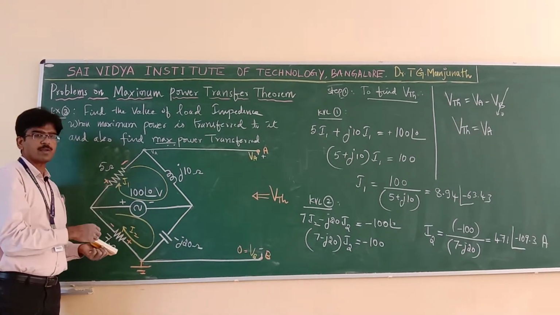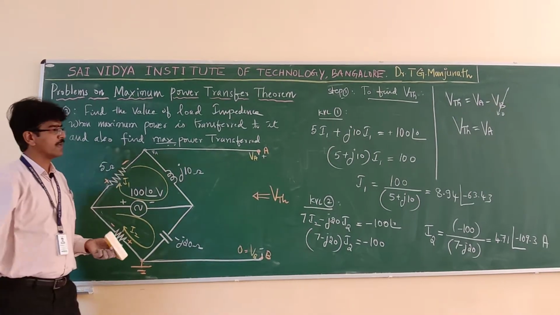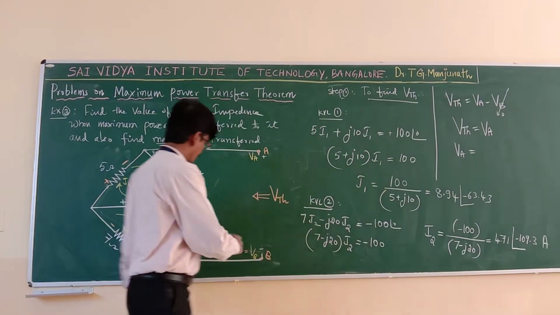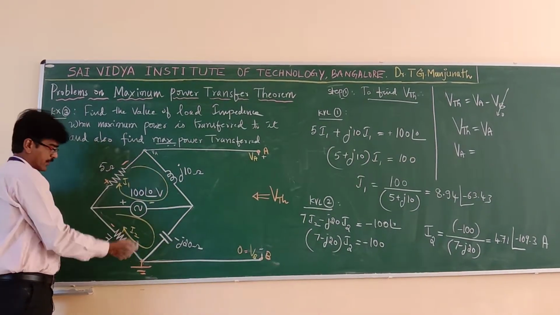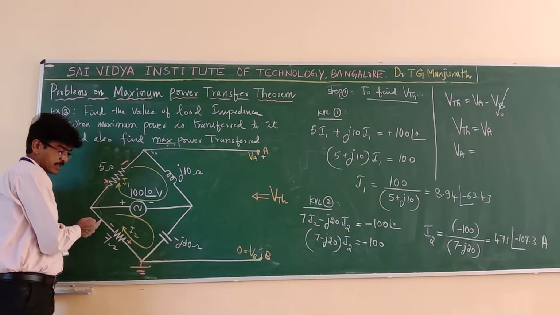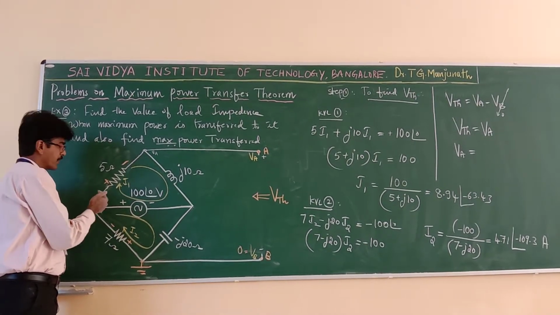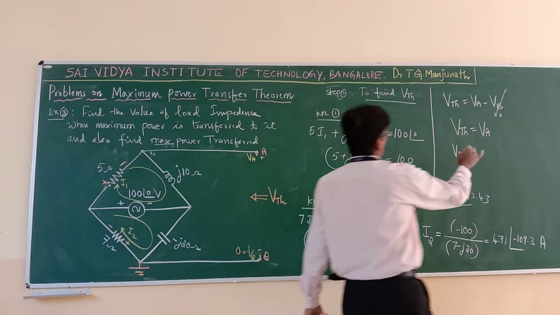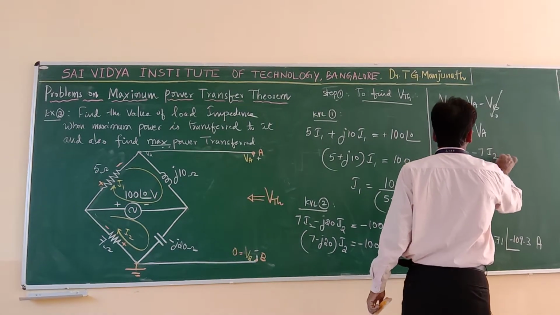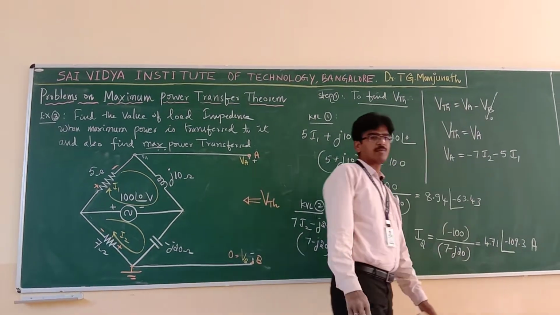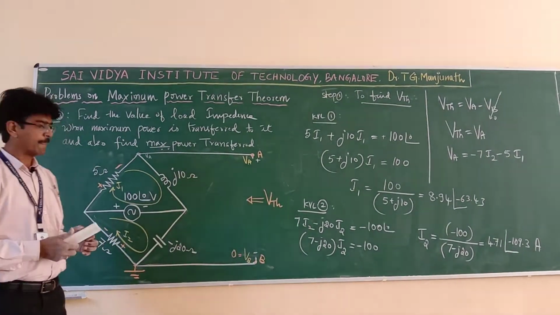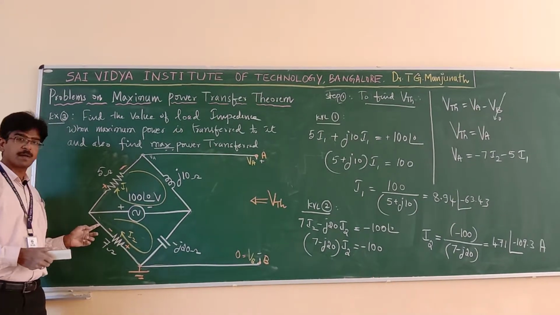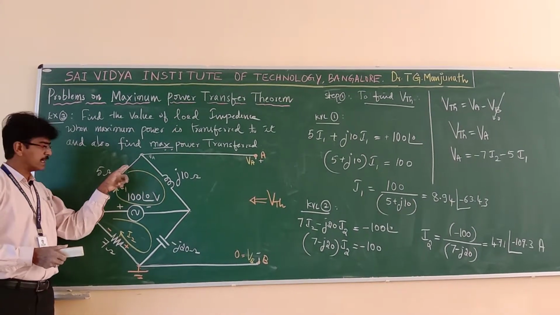Once you write the polarity of voltage drop, easily you can write the equation for VA. Now, VA is equal to what? You move from the reference to this point. Go like this. Plus to minus is minus 7I2. Plus to minus is minus 5I1. So, VA = -7I2 - 5I1. This is the equation. Any doubt here? Go like this from the reference.